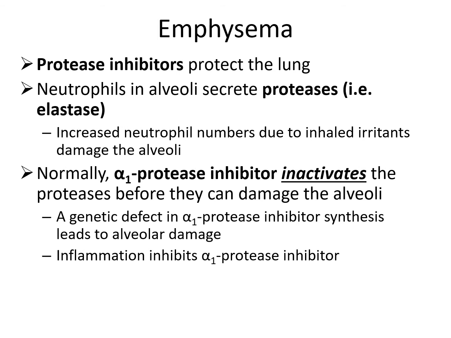Normally, we have what's called an alpha-1 protease inhibitor. And that alpha-1 protease inhibitor inactivates the proteases, the elastases, before they can damage the alveoli. So we have a controlling mechanism in our lung, because we're all inhaling irritants constantly every day, and we all have inflammatory cells that are coming up in small numbers, and again, that's preventing permanent damage to our lungs, even though we can have an inflammatory response and get rid of the offending irritant. Some patients have a genetic defect in their alpha-1 protease inhibitor.